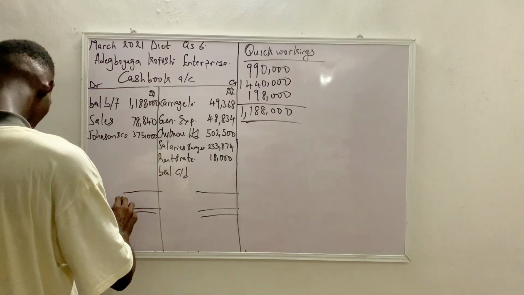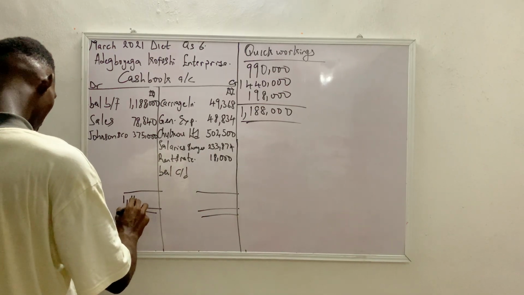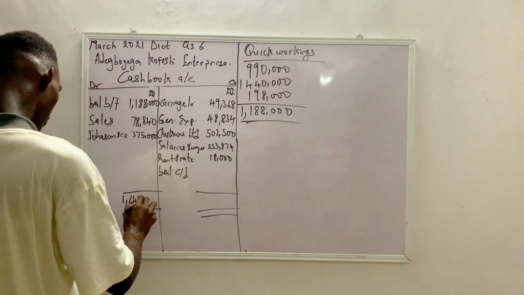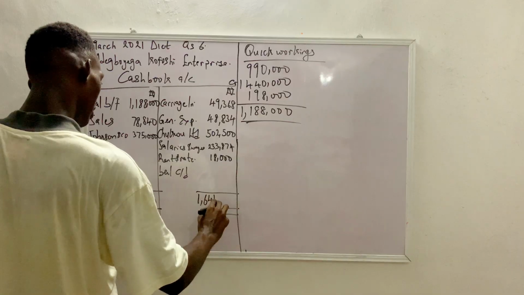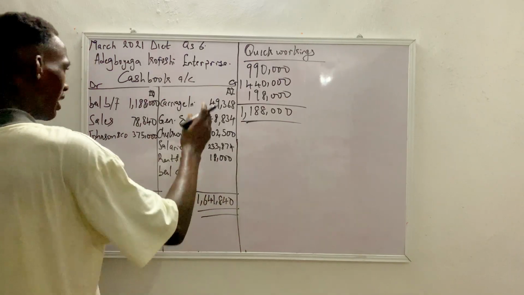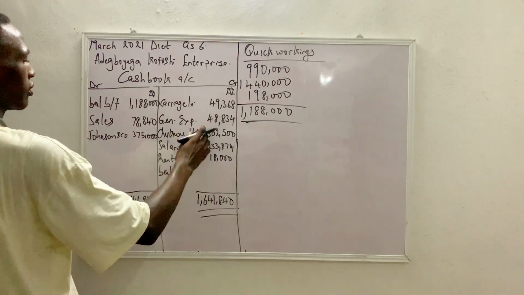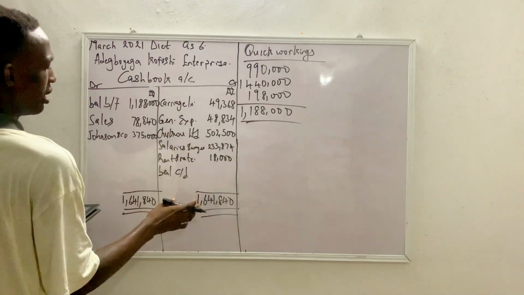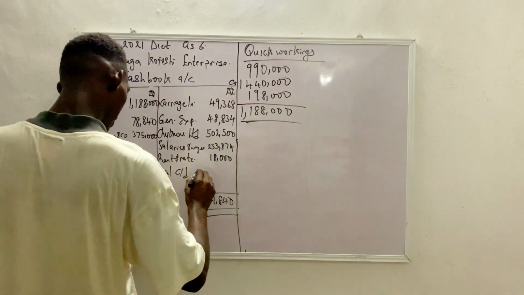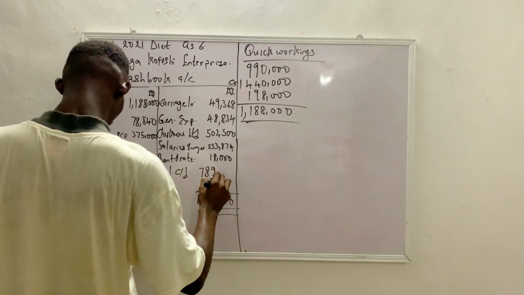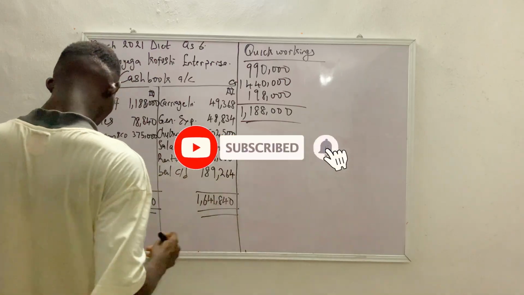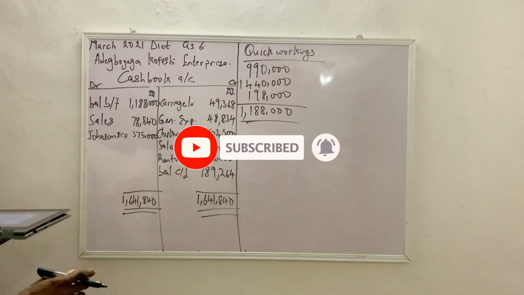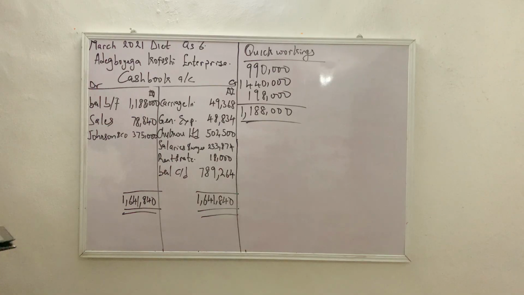So after doing the calculations, the total here will give us 1,641,840. The difference between the total of this and our total here will give us 789,264. So having been done with our cash book, then we can go back to create what? Our capital account.